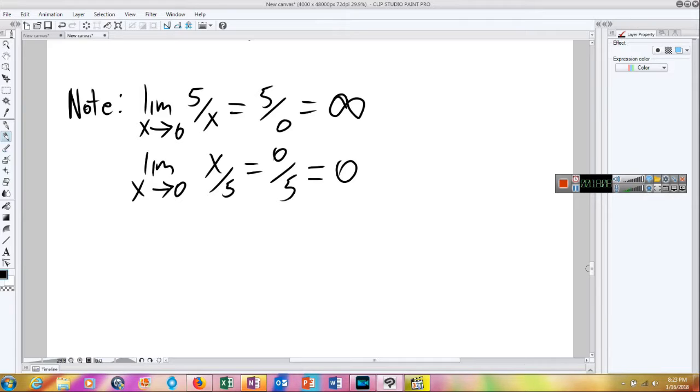But where you have 5 divided by 0, 5 is being divided by a number, you basically can't divide by 0 because you'll get an infinitely large number, and that's how we come across infinity.